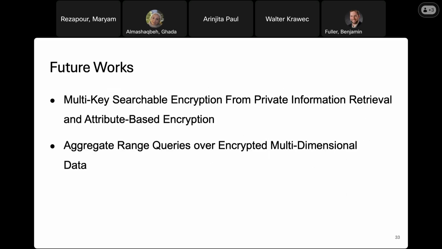Okay, so this was the work that we had done so far. We were also doing 2 other projects. The first one is designing a multi-key searchable encryption from private information retrieval and attribute-based encryption. There are private information retrieval schemes which use locally decodable codes, and we are looking to use them for our constructions.